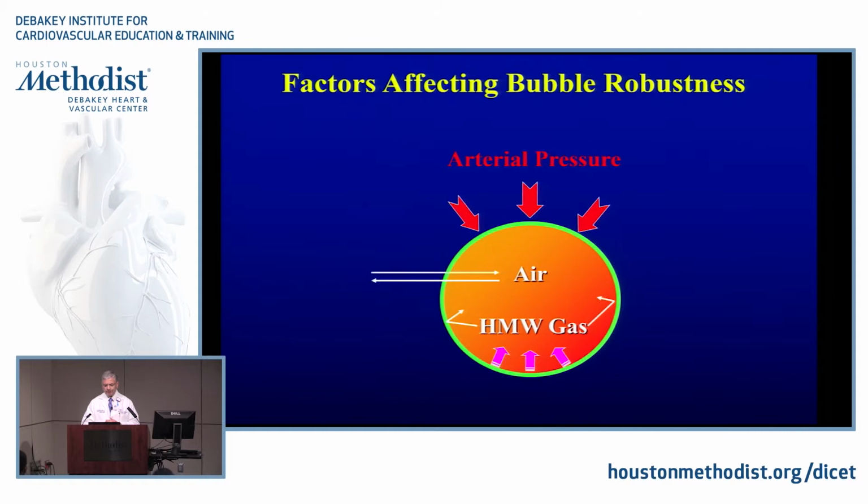So people worked for many, many years, billions of dollars invested to try to put together contrast bubbles that are robust enough, that may not be destroyed that much, that last longer, and also traverse the pulmonary circulation so you can start seeing things on the left side with the hope of not only opacifying the left ventricle, but also trying to opacify the myocardium so you can get an agent that can give you something about blood flow, viability, myocardial blood flow, myocardial flow reserve, etc.